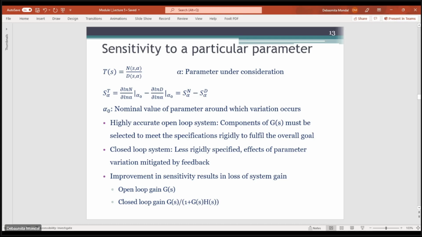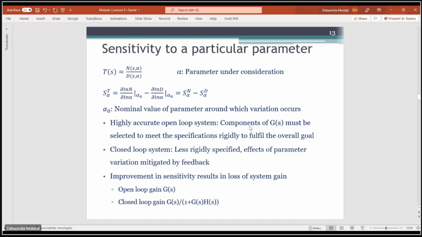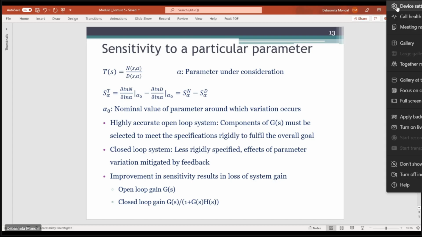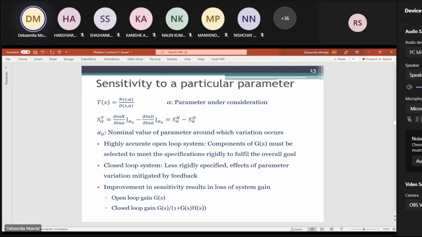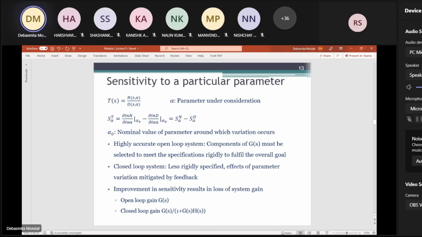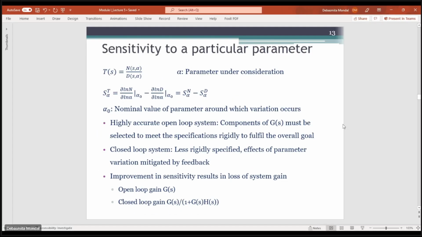So in the case of a closed loop system, the value of GS is less rigidly specified, because the effect of any parameter variation in any of the forward transfer functions can be taken care of by the feedback mechanism. Overall, there is an improvement in sensitivity when you are using a closed loop system.